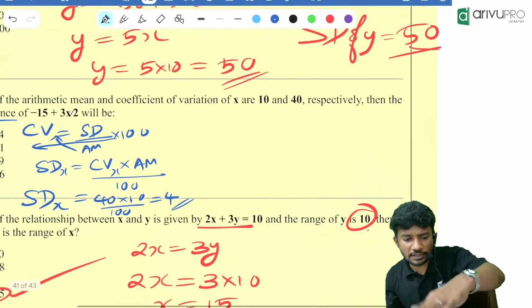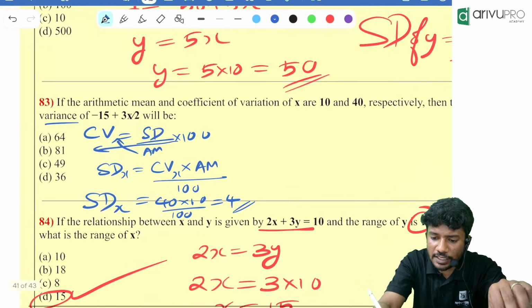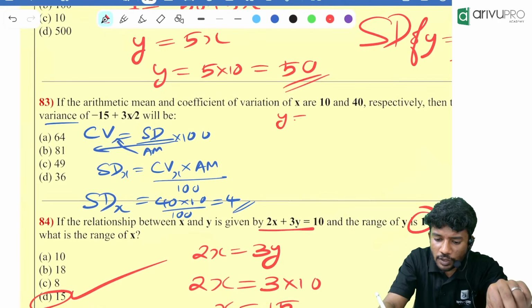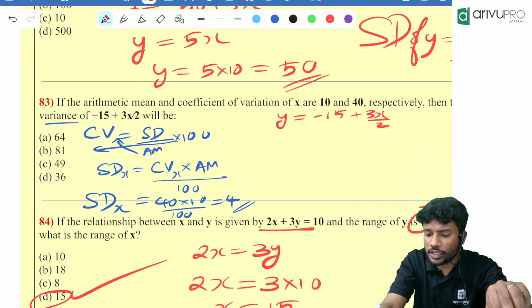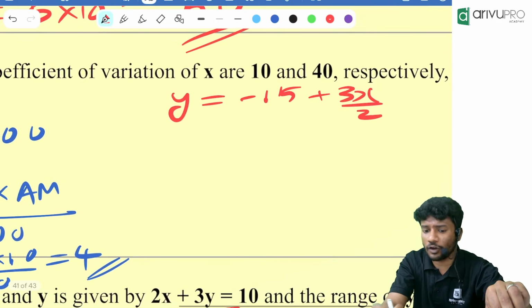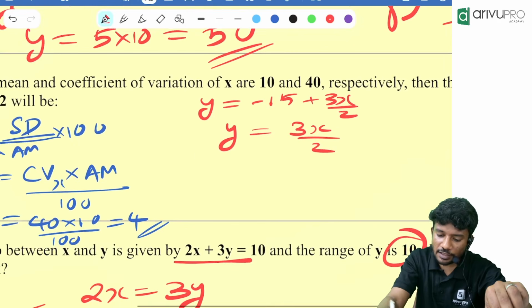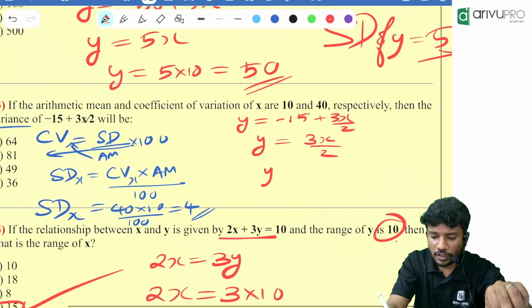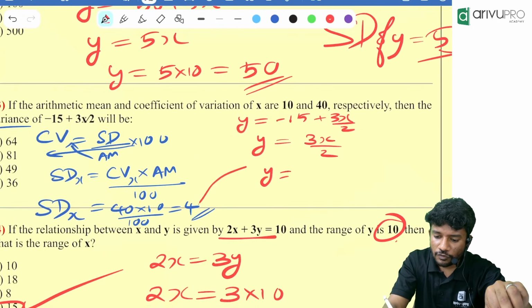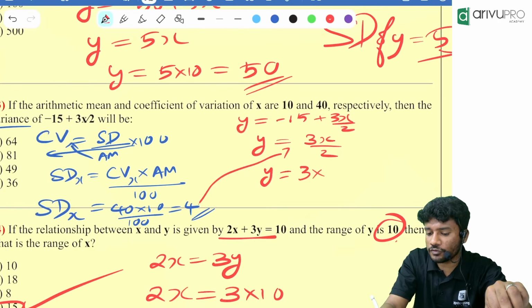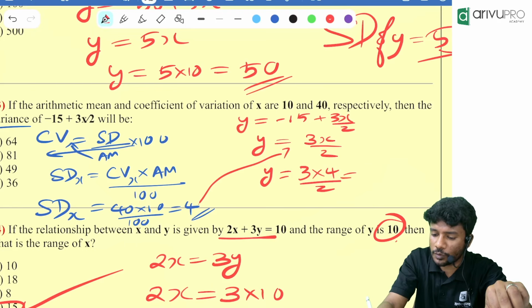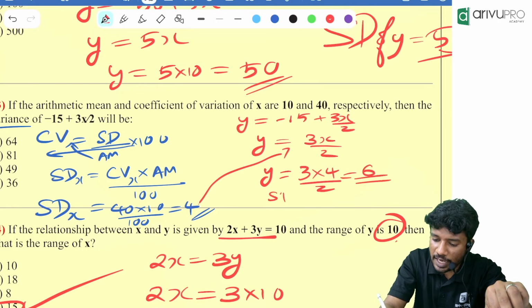Now, what are they asking for? They are asking for standard deviation of y. Y is what? Y is equal to minus 15 plus 3x by 2. Now, will you write minus 15 here? No, you will write what? Y is equal to 3x by 2. Instead of x, you will put what? 4. That means 3 into 4 divided by 2, which is equal to what? 6. This is standard deviation of y, which is equal to 6.